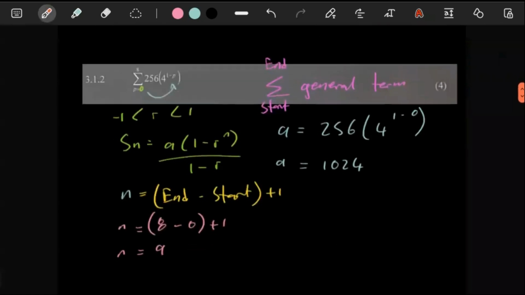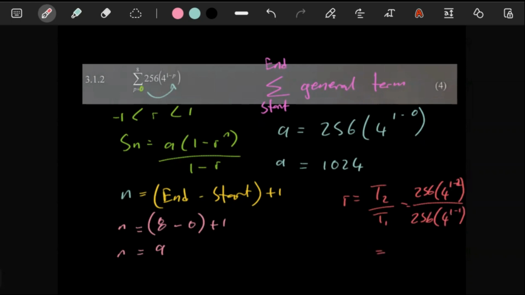But then you may be thinking, what if it's not a quarter? The easiest way to double check is, we already know that R is T2 over T1. So you can just put T1 in your formula here. You're going to have 256, 4 to the power of 1 minus 1. And then T2 rather, T1 is going to be 256, 4 to the power of 1 minus 1. So it's just us putting the stuff into the formula.